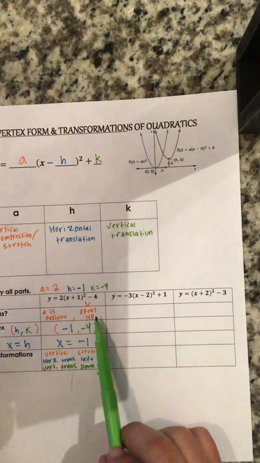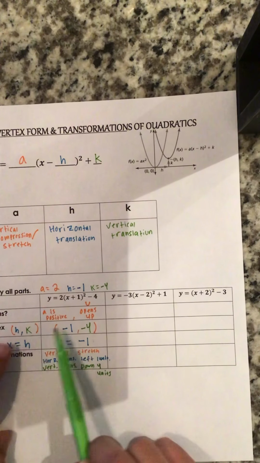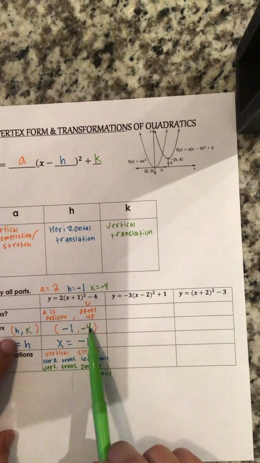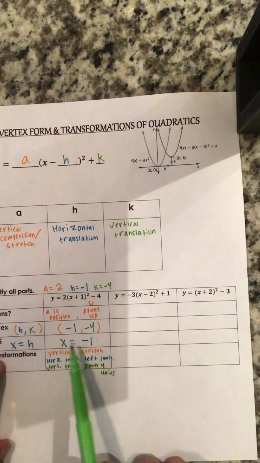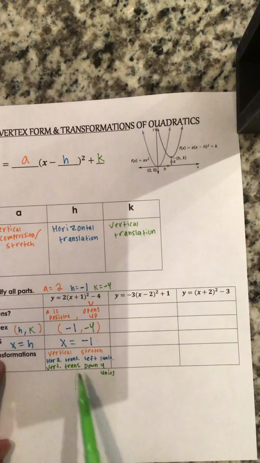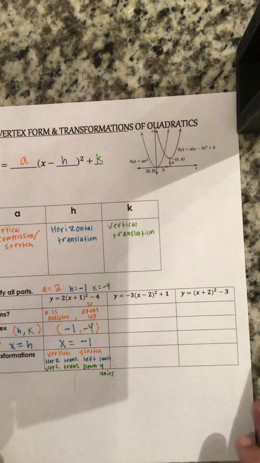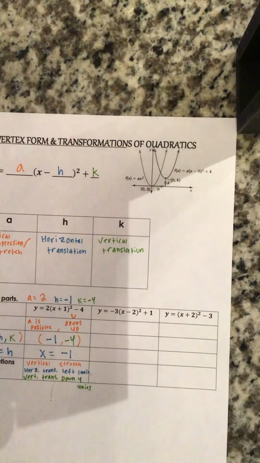So again, it opens up because A is positive. The vertex is H, comma, K. Boom, put it right there. The axis of symmetry is x equals H. Boom, put it right there. And transformations, we've been doing that, okay? Let's move on. Next one.